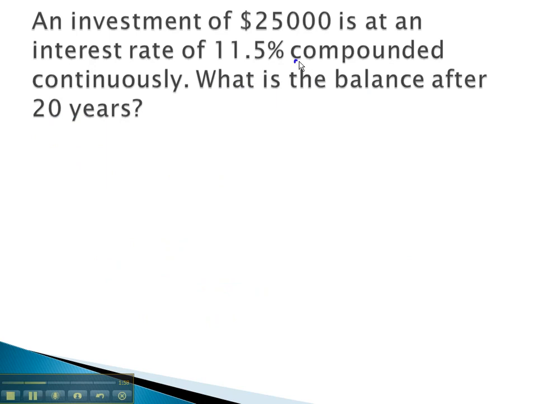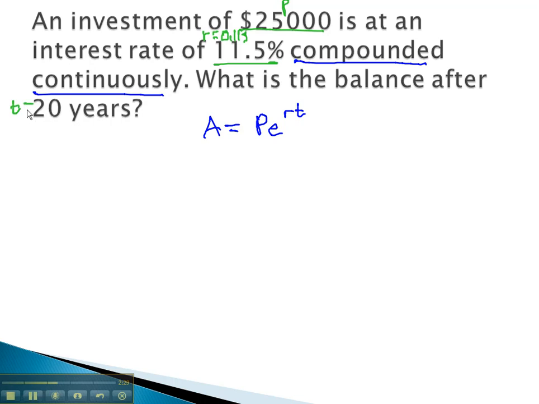In this problem, you see the key phrase compounded continuously. When we see that phrase, we think of the equation A equals Pe to the rt. The investment of $25,000 is our principal or starting amount. 11.5% is our rate, written as 0.115. We want the balance after 20 years, and so that must be our time. This gives us A equals $25,000 times e to the r, which is 0.115, times t, which is 20.